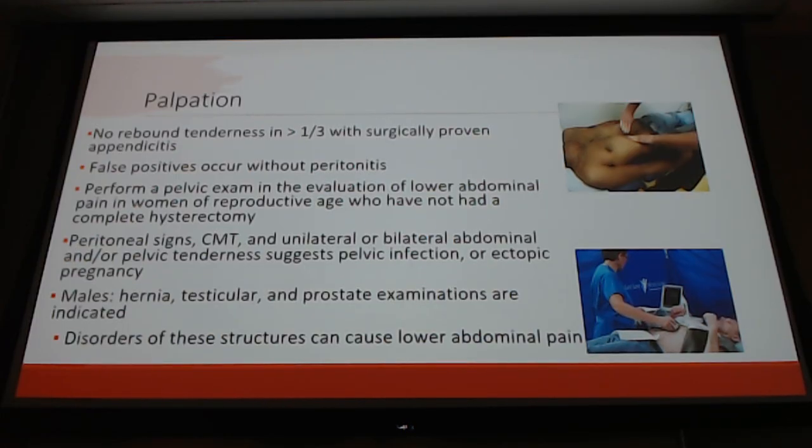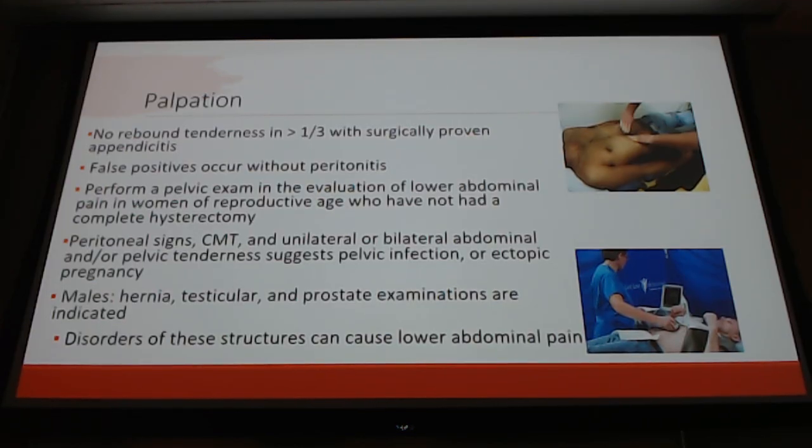Get a chance to do that at RTA. Bimanual, making sure that you're checking the fallopian tubes. So the last ectopic that I caught at BAMC, I did my bimanual, and the lady had right-sided tenderness, the fallopian tubes, ovarian tenderness. Sure enough, right-sided ectopic pregnancy. Again, making sure that we check males, hernia, testicular, prostate exams are all indicated.